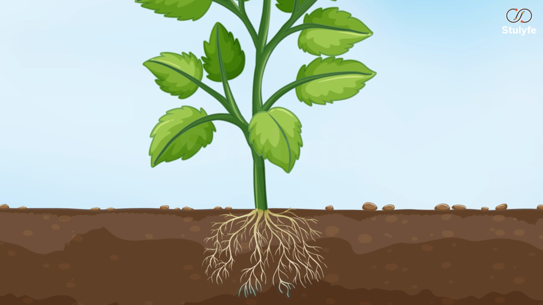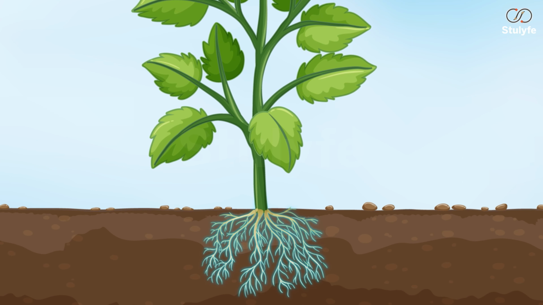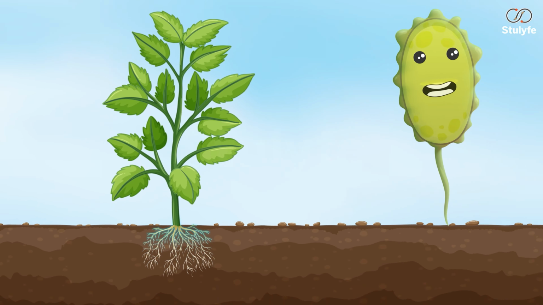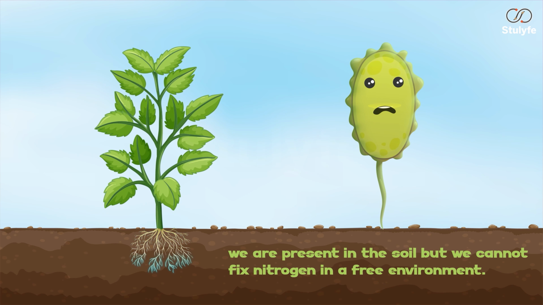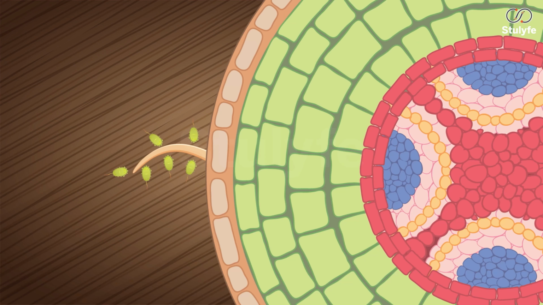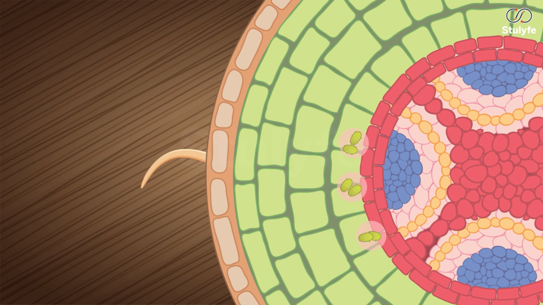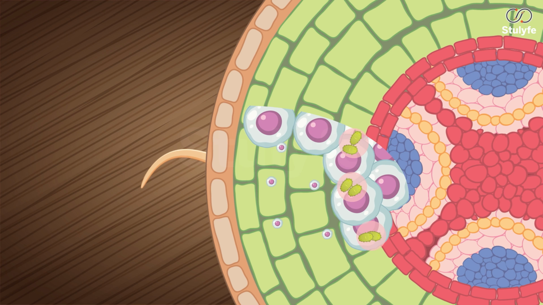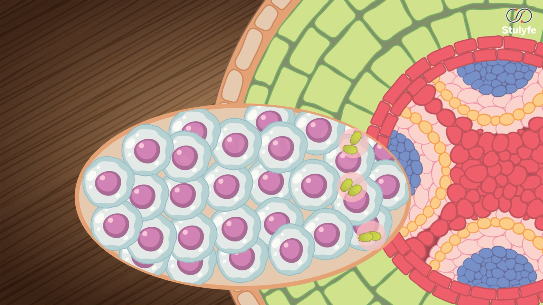When the plant roots are in the soil, there are a number of fine root hairs present on the root. We are present in the soil, but we cannot fix nitrogen in a free environment. We digest the cell wall of the root hair and enter the root hair. This entry is achieved by the dissolving of the cell membrane of the root hair, and this causes the formation of an infection thread, which pulls the root hair inside, causing the curling of the root hair. Cells of nodule primordia are the first place where we reach. The nodule primordia divide to produce an outgrowth called root nodules.